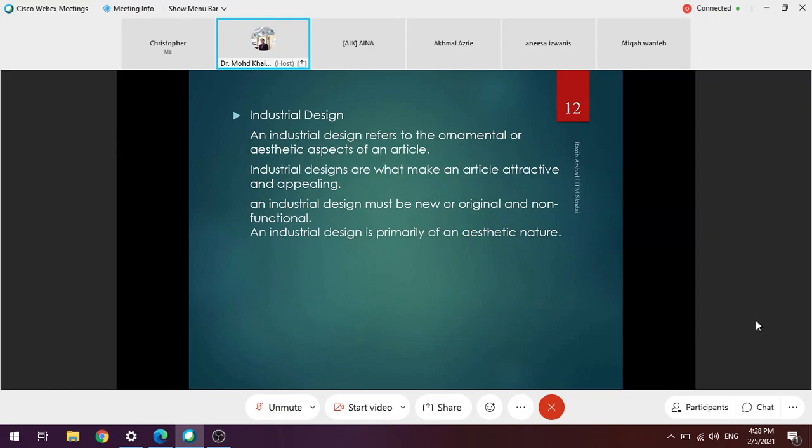So we also have the industrial design. So what are the differences between industrial design and patent protection? Although in some cases your technology or your design can fall under both industrial design and patent. So which one should you focus on? This is the question that I will ask either in this quiz or in the final exam and so on. So you must be ready, you must be in the know of this.